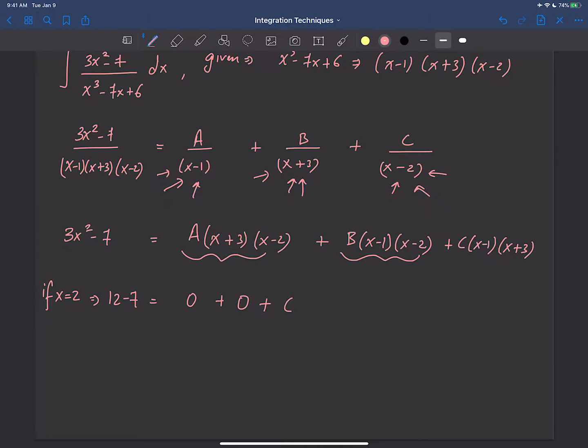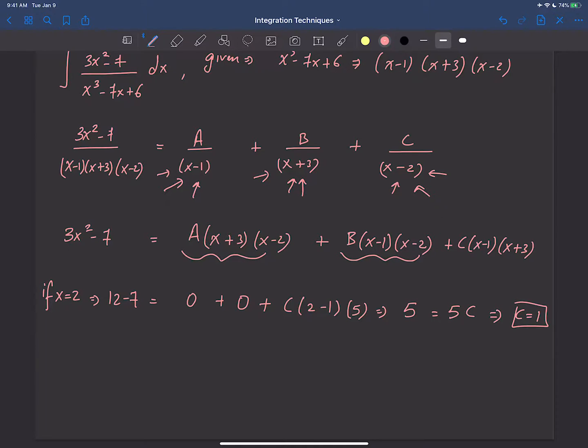So c times 2 minus 1, and you have 2 plus 3, which is going to be 5. So basically, 12 minus 7 is going to give me 5. On the right side, I'm going to have c times 1 times 5, which is 5c. So that tells me c needs to be 1. Easy. So one of them is solved already. We got c equals 1.